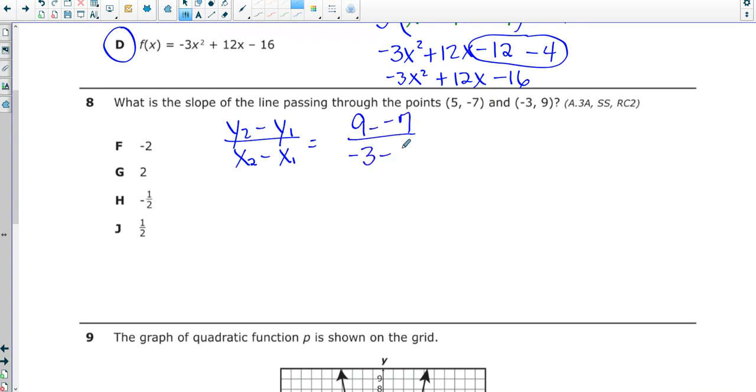Let's go ahead and simplify it. This becomes a big plus, so it's actually 16 over -8. And when you simplify that, you get -2, which is letter F. Raise your hand if you got it right. All right, very good. Any questions here on number 8? Everybody's doing okay? Number 8? All right, let's move on to number 9.